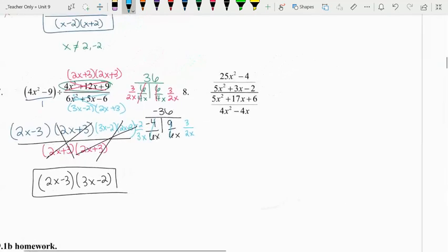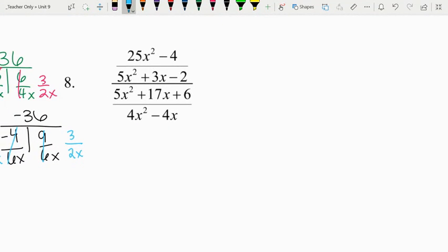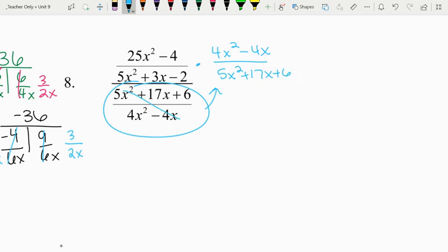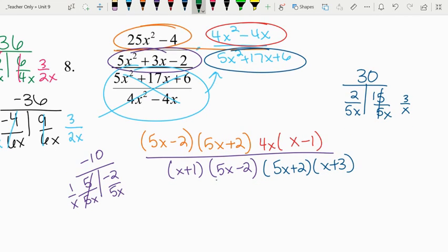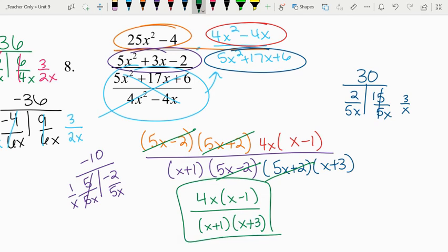And now we have one last one, number 8. All right, I'm going to start by rewriting the denominator first. So this is going to be times, and we need the reciprocal. So forget about it down there. And now let's just start doing what we always do. And now we simplify. The 5x minus 2's, the 5x plus 2's, and that's it. So we have 4x times x minus 1 over x plus 1 and x plus 3. And that is our final answer.